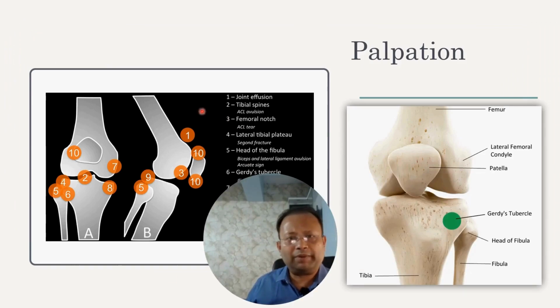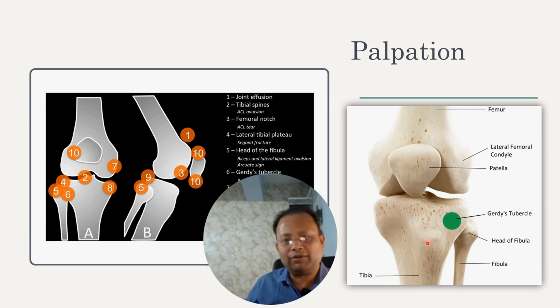So we can palpate a few anatomical landmarks before starting the ultrasound. Here you can see that we can palpate the upper pole of the patella, lower pole of the patella, and then the joint line. Joint line we can palpate from the medial side also and lateral side also. Okay, then you can see here, this is the Gerdy's tubercle. So on the tibia, on the lateral side, it is the Gerdy's tubercle we can palpate.